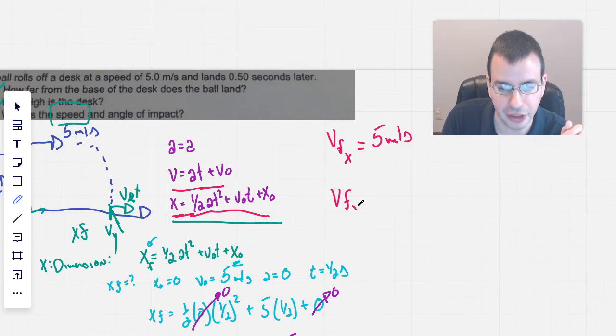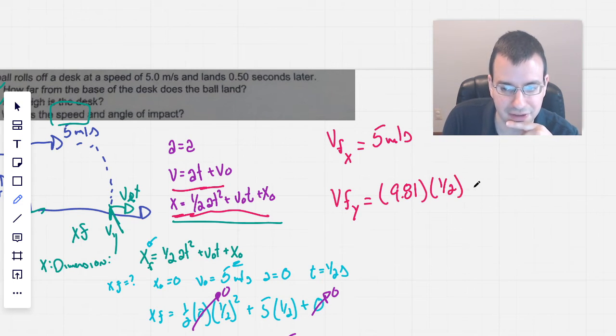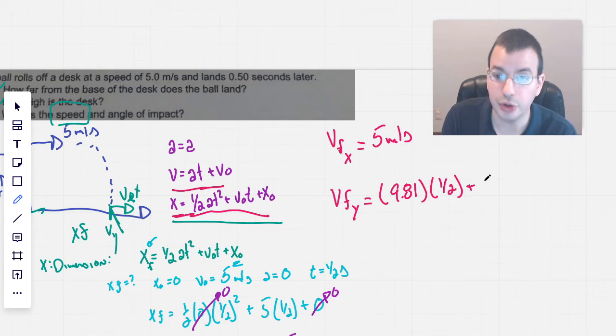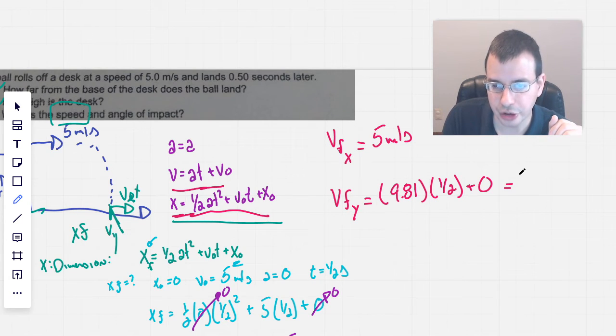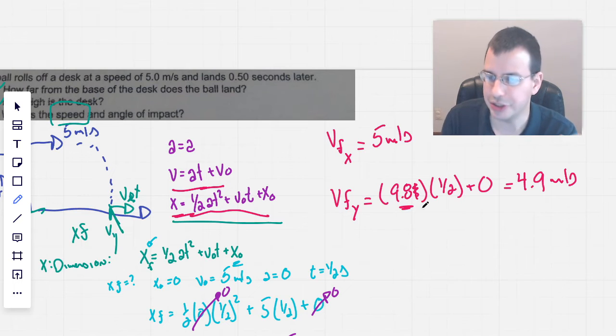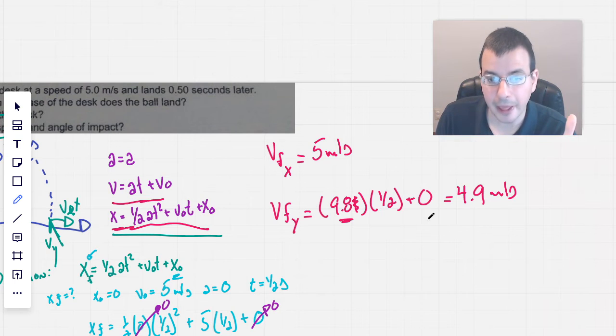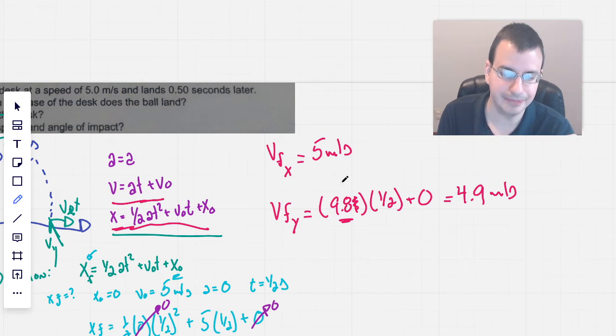All right, velocity final in the y direction, using this equation, will be acceleration, which is 9.81, times time, which we know is 1/2 seconds, plus velocity initial, and we know the initial velocity in the y direction is 0. So I'm going to write this as 4.9 meters per second. 4.9 is 9.8 divided by 2. I just ignored the 1 on the 9.81 for convenience.